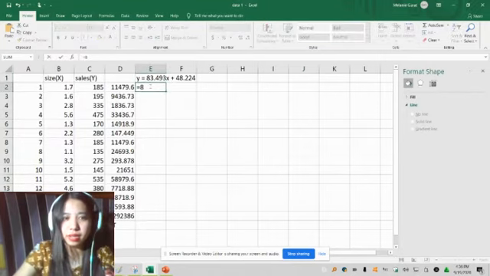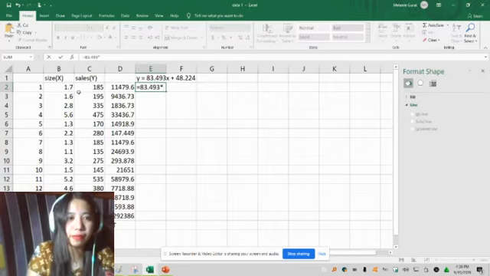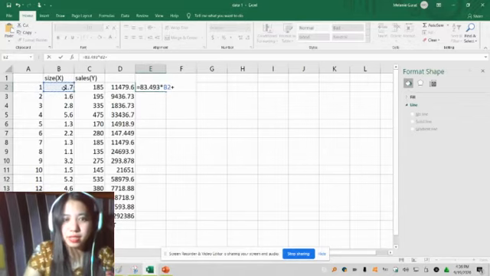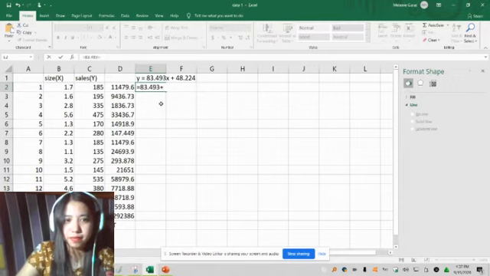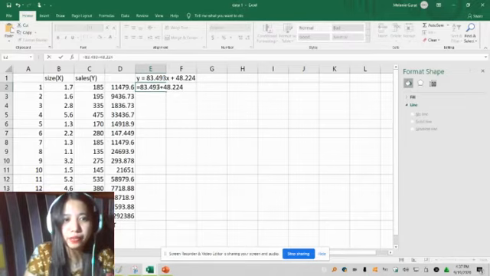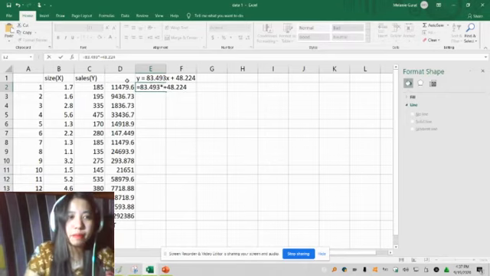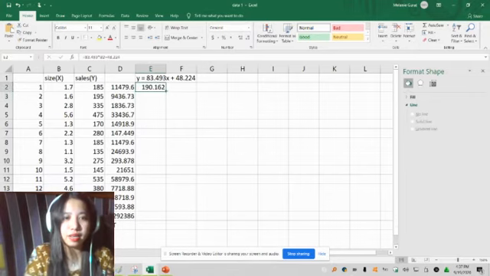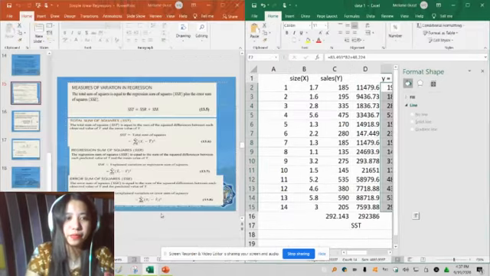So equal sign, 83.493 multiplied by the value of x, plus. What is that value? I wasn't able to make it. Okay, so I'll just place the value first, 48.224. So it's 83.493 multiplied by the value of x. That's it. And then drag it. And then let's go back to our formula.